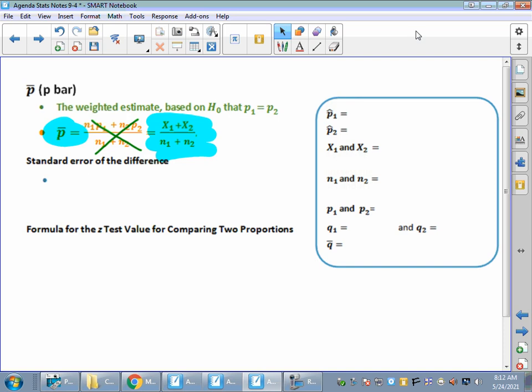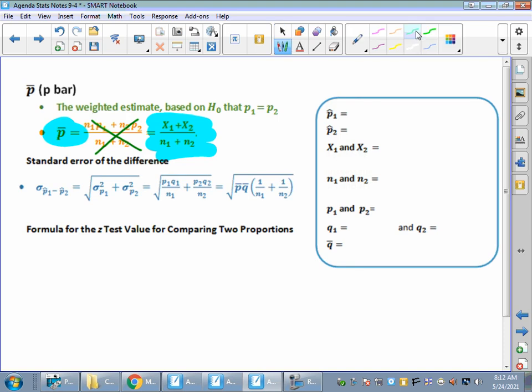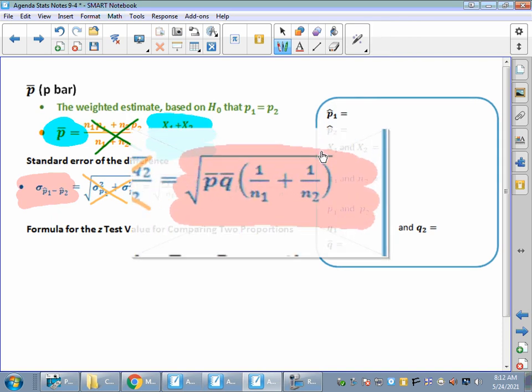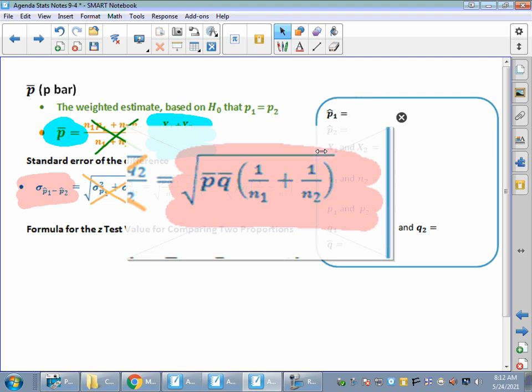Our standard error of the difference, this is our margin of error. Our standard error, or margin of error, sigma of p hat 1 minus p hat 2 is equal to, this one's worth writing down. Let me make it bigger for you for a second. Because this is going to pop around when we do a confidence interval and the denominator of our test value. So it is the square root of p bar times q bar times 1 over the sample size 1 plus 1 over the sample size 2.